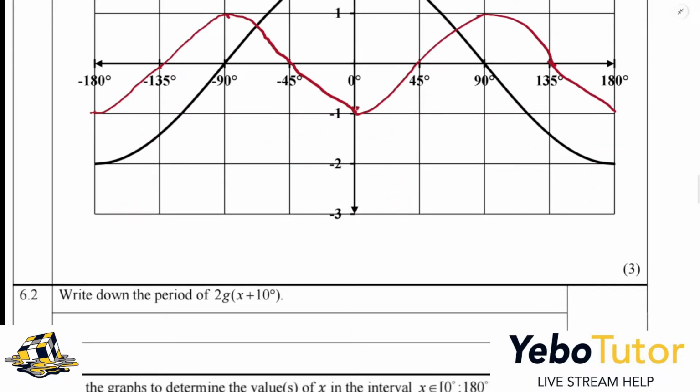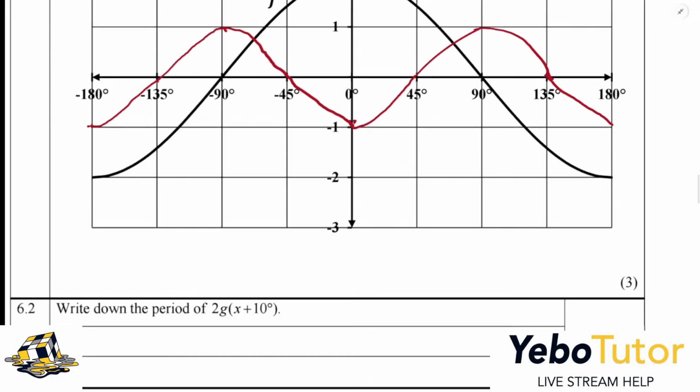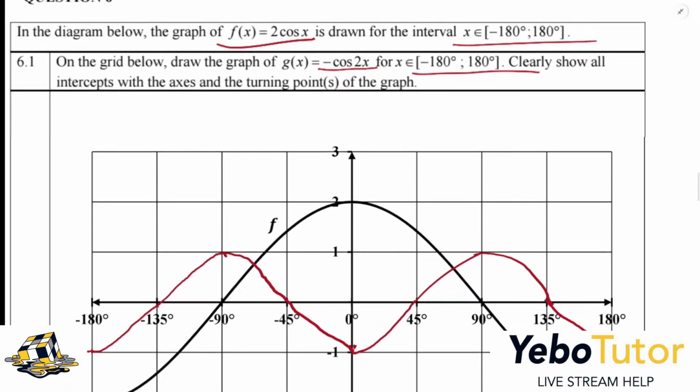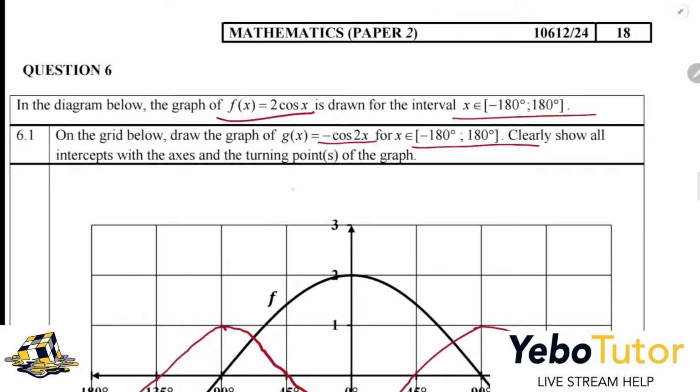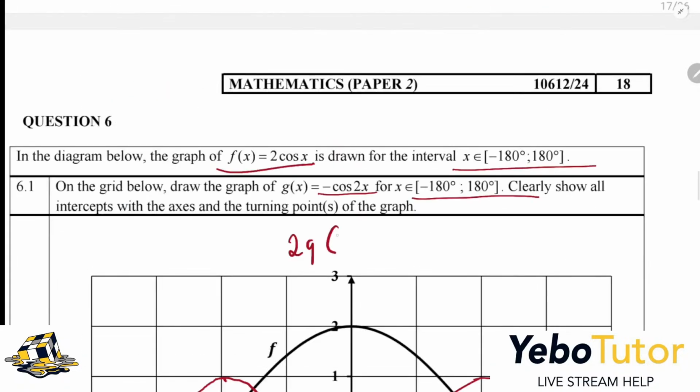Okay, write down the period of the function 2g(x) plus 10. What is g of x? This is g of x, so they're saying that it's 2g of x plus 10. Oh, okay, no, guys, the period is still going to be just your 180 degrees.